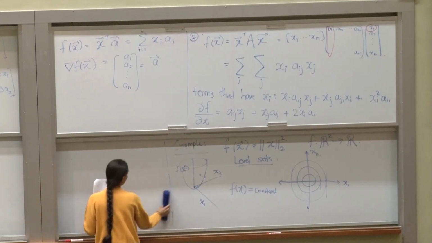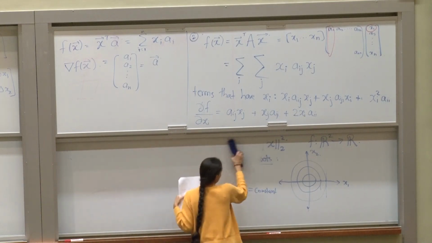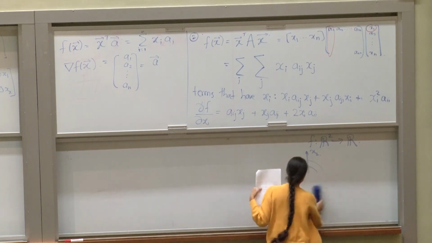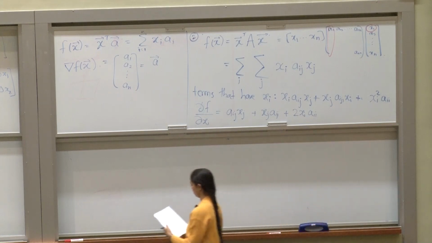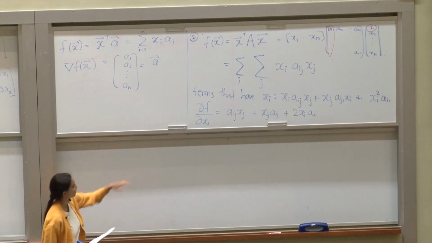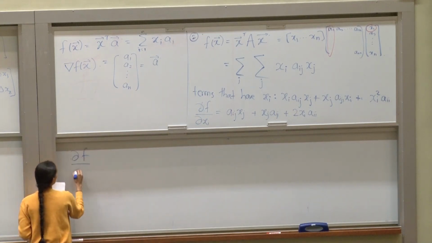So now can you write out the gradient? How can I write this? Is there a nice, concise way to write this in a summation format? So I can write del f by del xi.